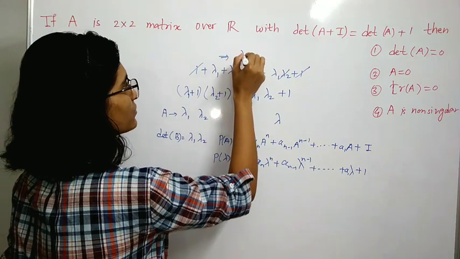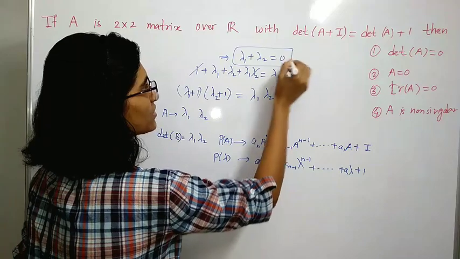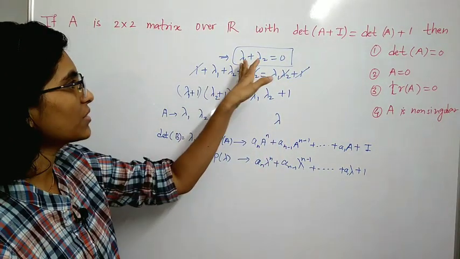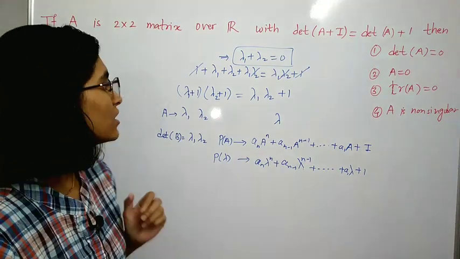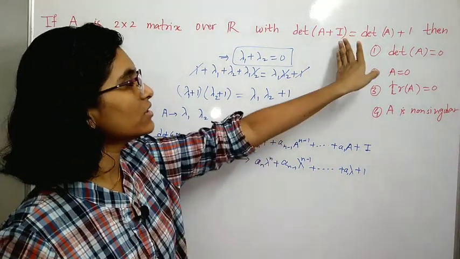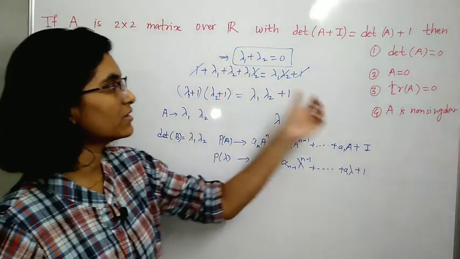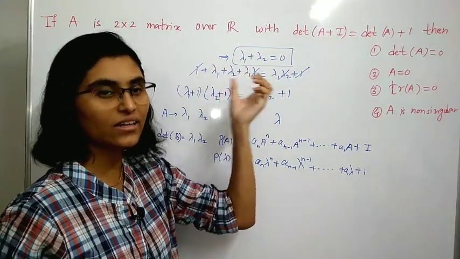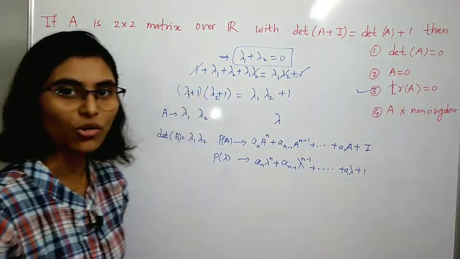So we have lambda 1 plus lambda 2 is equal to 0, right? But lambda 1 plus lambda 2 is nothing but the trace of the matrix A, right? So whenever we have this condition on the determinant, then we must have the trace of this matrix A equal to 0. Hence this third option is the correct option.